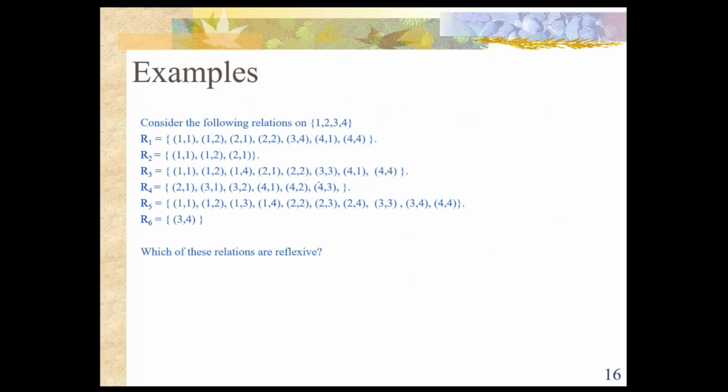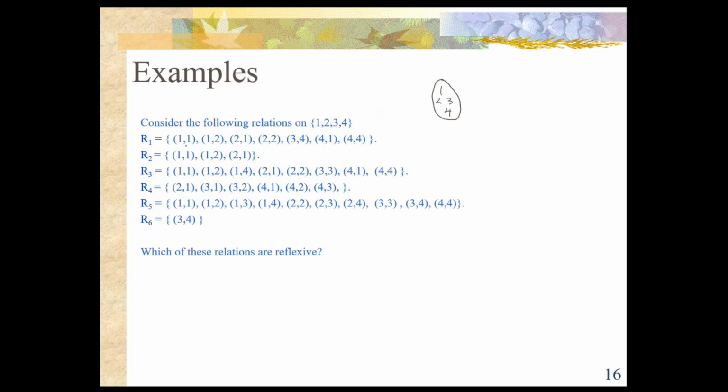So let's analyze this question. Consider the following relations on 1, 2, 3, 4. So all these relations R1, R2, R3, R4 are based on the same set. Here we are using an anonymous set, so the anonymous set is containing the elements 1, 2, 3, and 4.